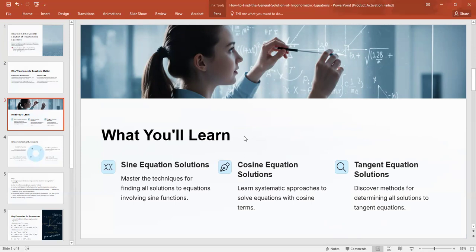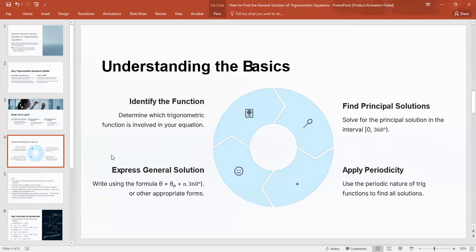So what are you going to learn? You're going to learn how to master the techniques for finding solutions to equations involving sine functions. You're going to learn the systematic approach to solve equations involving cosine functions. You're also going to discover techniques for determining all solutions to tangent equations. Here are a few basics you have to know. When you're given a trigonometric equation, you first have to identify all the functions involved in the equation. You have to see how you can find the principal solutions. You can also apply periodicity to find all possible solutions, and then you have to express the general solution.